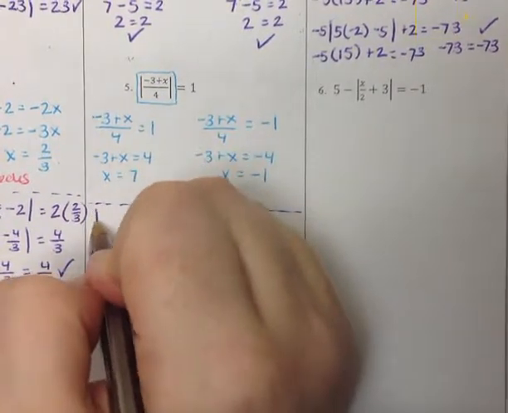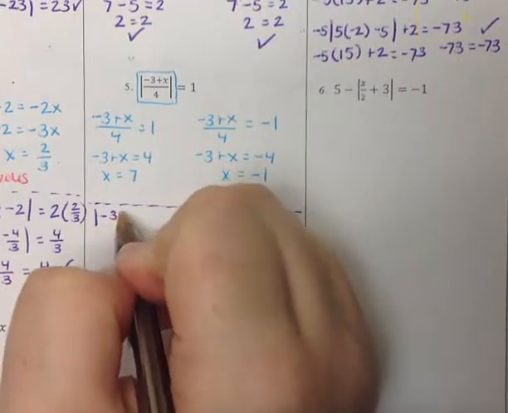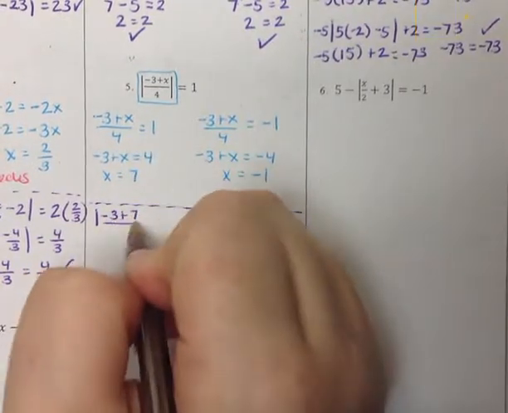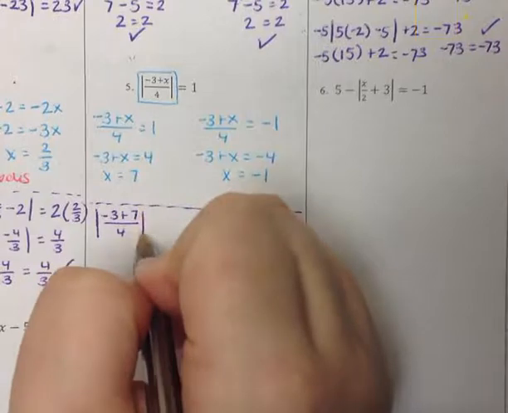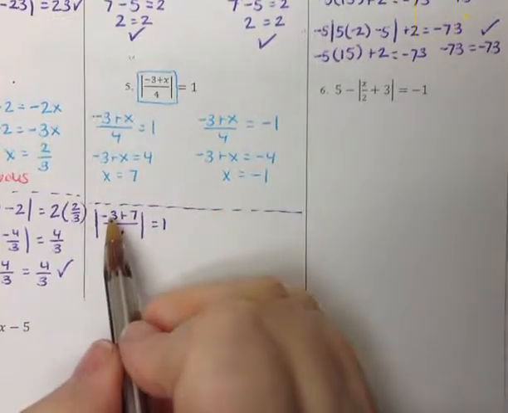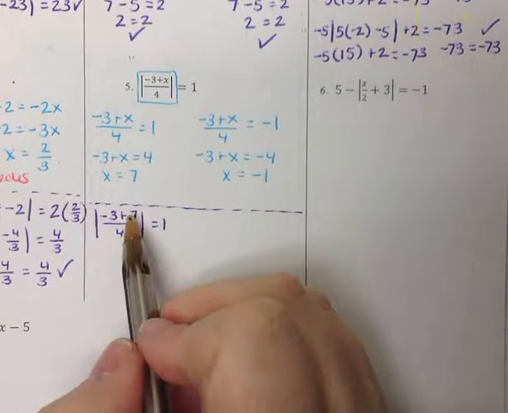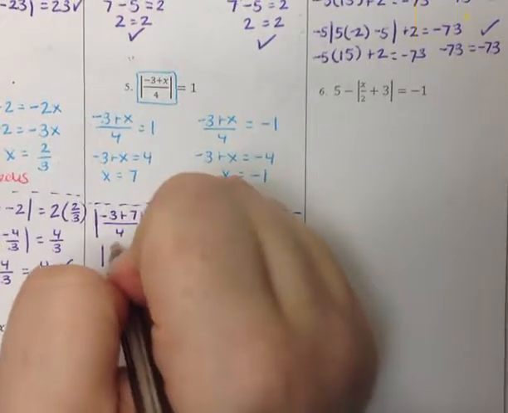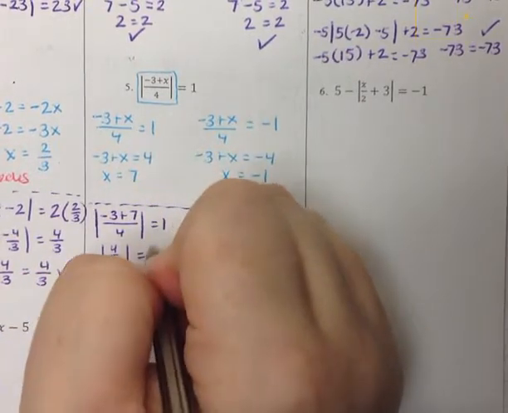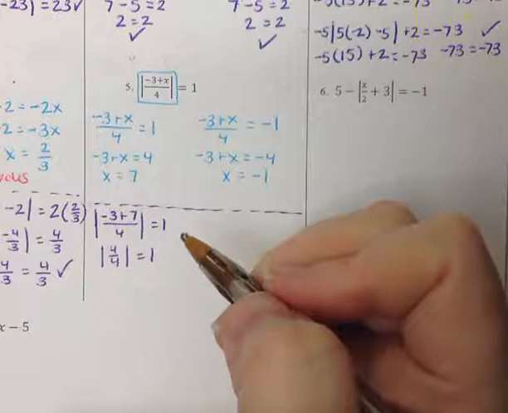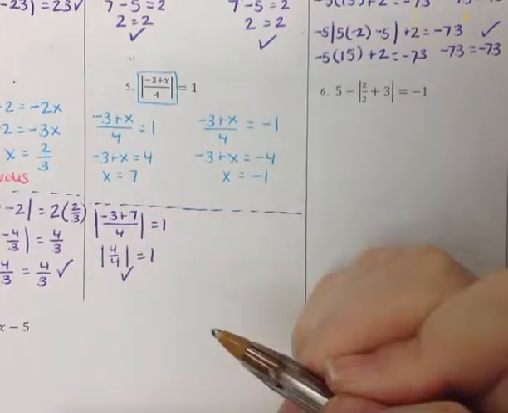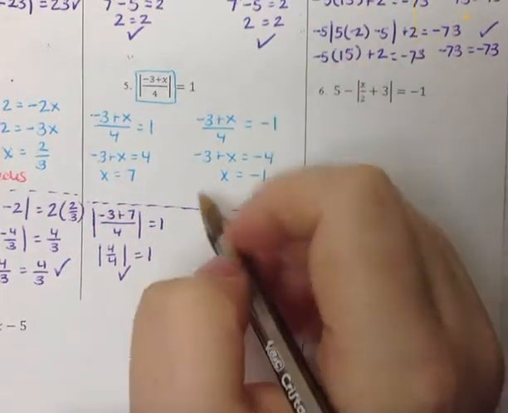So we have the absolute value of negative 3 plus 7, all of that over 4, is equal to 1. Negative 3 plus 7 is 4. So we have the absolute value of 4 over 4 is equal to 1. 4 divided by 4 is 1, so the absolute value of that is good. We'll do the same thing with the negative 1.